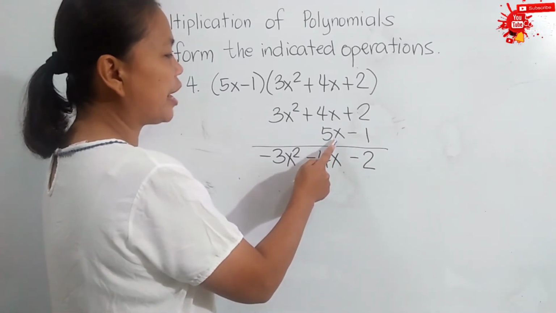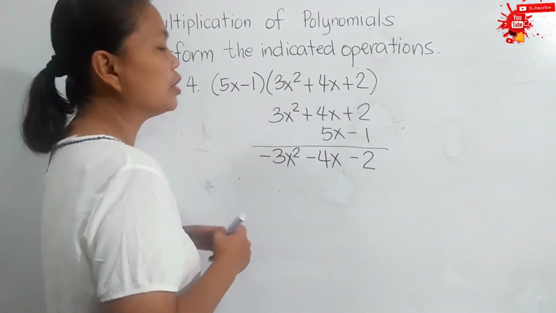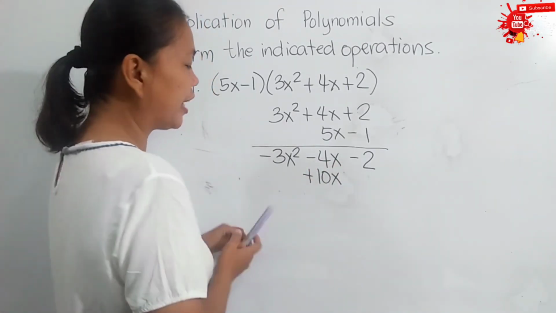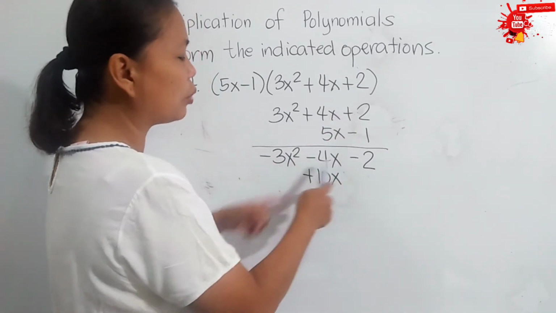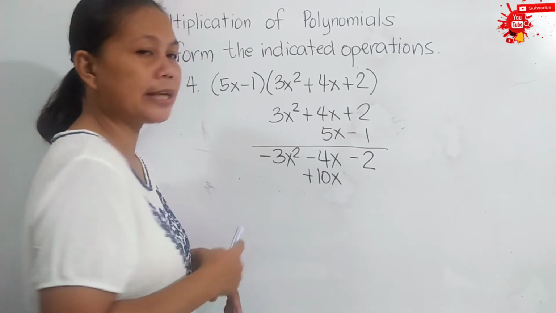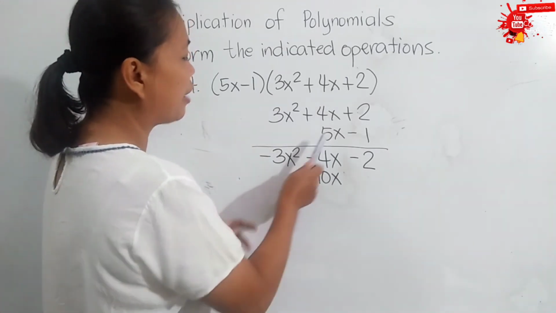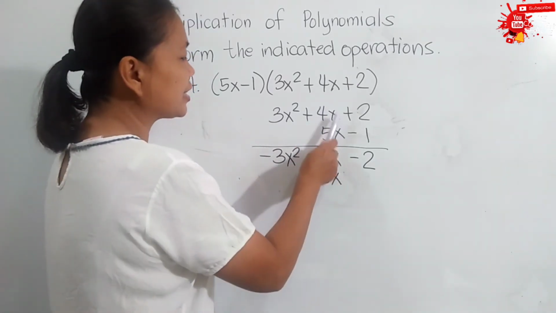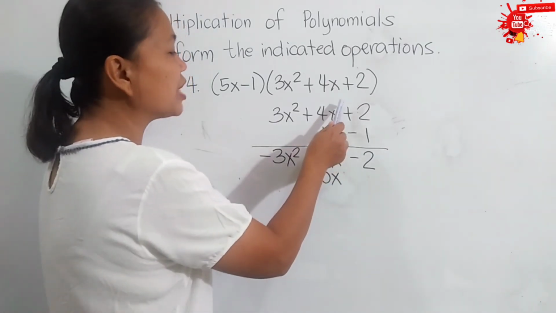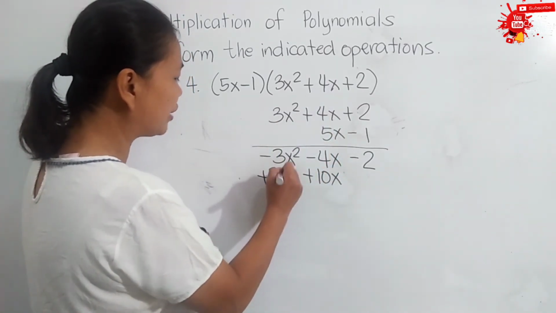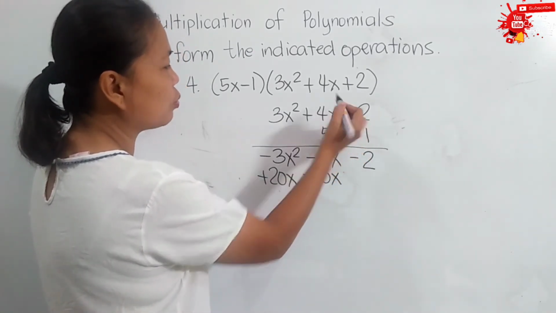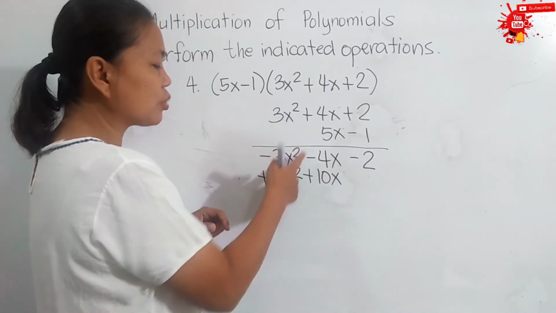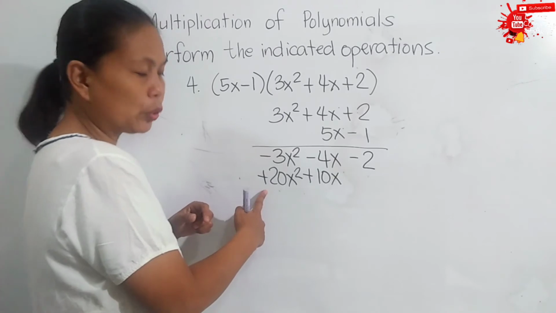Now let us have 5x times positive 2, so we have positive 10x. We will write positive 10x below, arranged vertically below negative 4x because they are similar terms. Okay, then we have positive 5 times positive 4, which is positive 20. Then x times x, so we have x raised to 1 plus 1, which is 2. Then we write it vertically below negative 3x squared because they are similar terms.